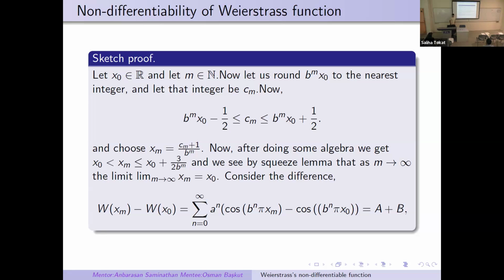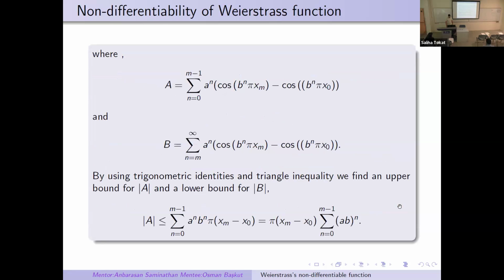Now consider the difference over here. We'll call it A plus B. So what are A and B? Here A is a finite partial sum, and B is as follows. Case 2 is finding an upper bound for A, and case 3 is finding a lower bound for B. You will see why later.